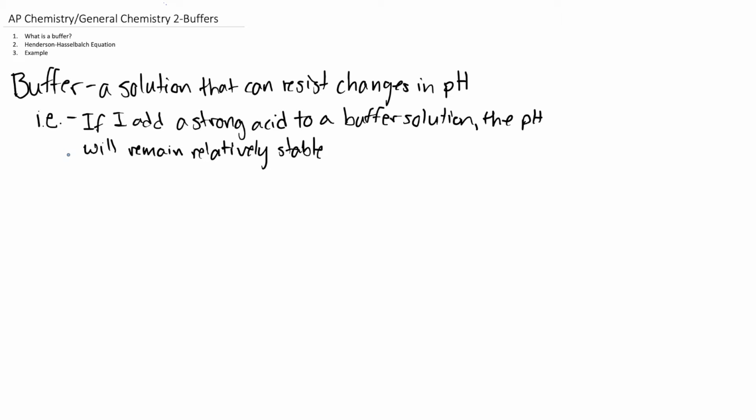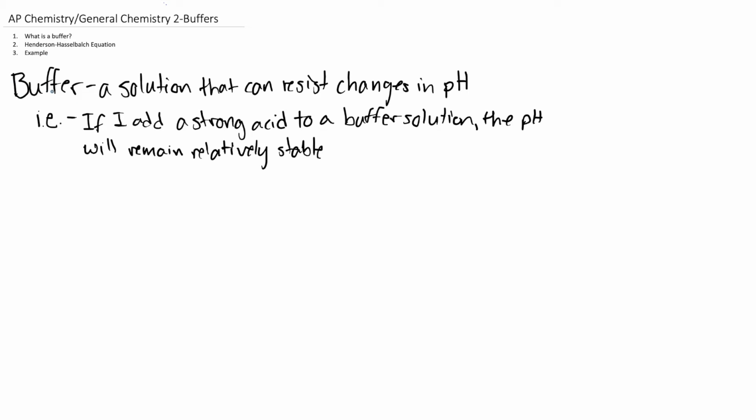Hello everyone, in today's video we're going to be covering buffers. According to our checklist up here, we're going to be going over what is a buffer, and then we're going to relate the Henderson-Hasselbalch equation, which is an equation that we can use to solve for the pH of a buffer without going through the entire steps of the equilibrium acid ionization reaction. And then if we have enough time by the end of it, we'll look at an example, and if not, we will make another video doing the example.